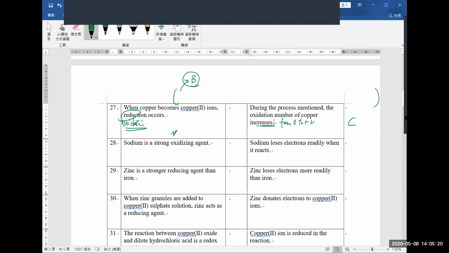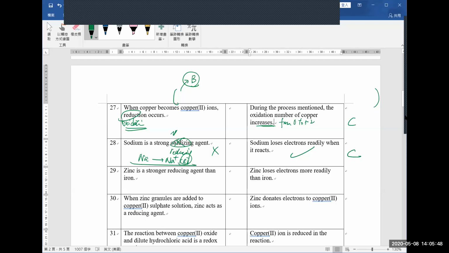Hong Ga Ho. C. Procentec. How wrong is this? It's not an oxidizing agent, it's a reducing agent because sodium itself will undergo oxidation by losing the electrons. So it is not an oxidizing agent. It is a reducing agent.